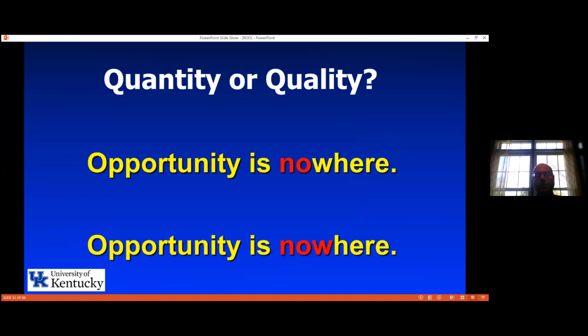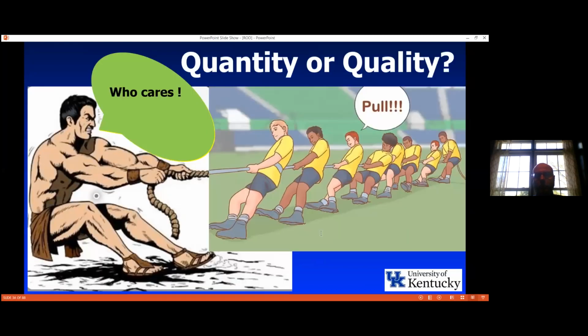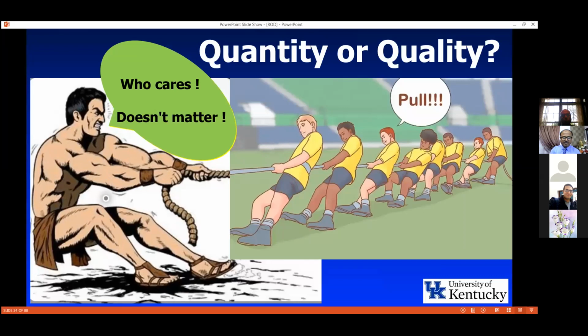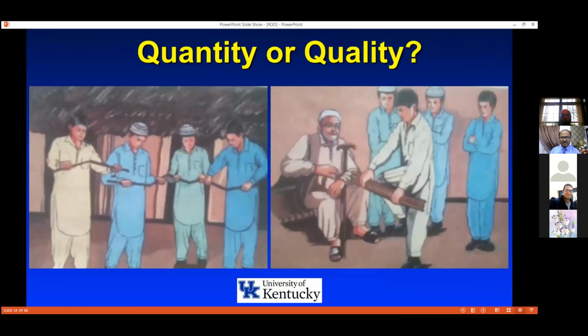Again, it depends on how you read it. You can read the first sentence here as "opportunity is nowhere," and you can read it as "opportunity is now here." So it depends on what you want to read and what you want to focus on. These guys, many healthy students, want to pull the rope against this big guy. They have more quantity, but this guy has more quality, so he is stronger. So it's always a battle between quantity and quality.